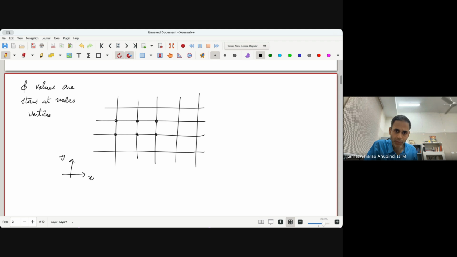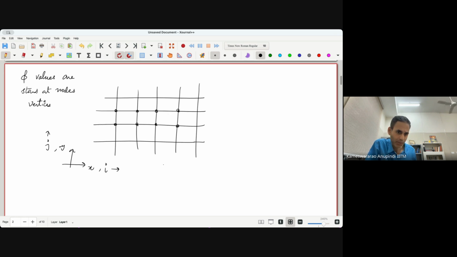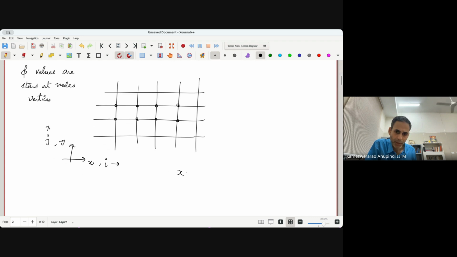Let us say we have the Cartesian coordinate system x and y, and as we move in the x direction, we use the index i, and we use index j as we move in the y direction. Let us say we have discretized this on several points. In the x direction, the points go from 0, 1, 2, all the way to m. That means we have discretized with m+1 points in the x direction. And in the y direction, we are discretizing 0, 1, 2, all the way to n. That means we have n+1 points in the y direction.